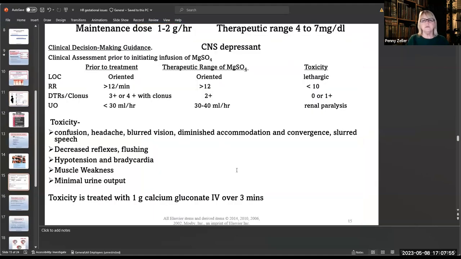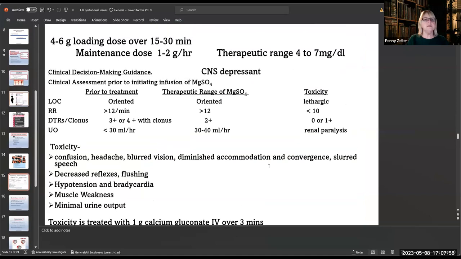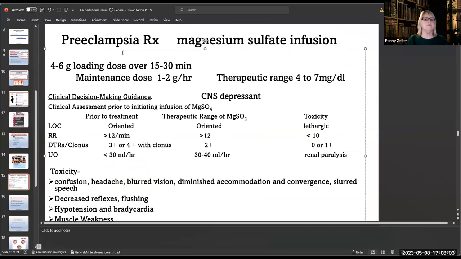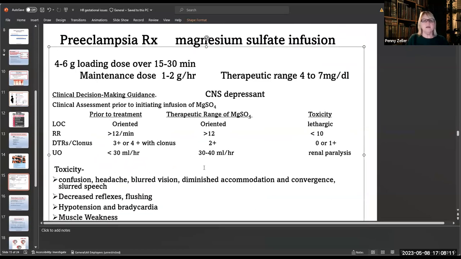How do we treat preeclampsia? Is it magnesium sulfate? Drug of choice for preeclampsia. Okay, magnesium sulfate is a central nervous system depressant. Okay, it's going to make that brain relax. Okay, we do, and you've already done some magnesium problems. We do a loading dose. We give her 4 to 6 grams over 30 minutes or so, and then we begin a maintenance dose.